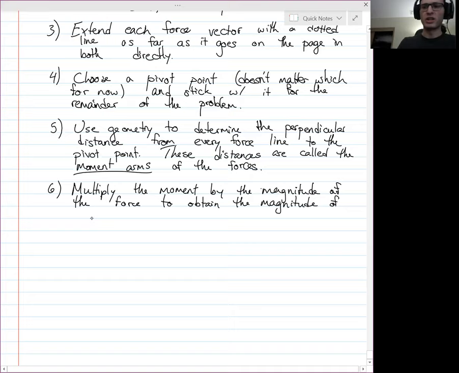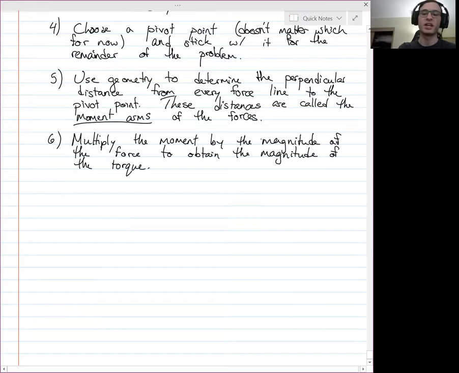And I'm going to do an example of all of these step by step in an example problem. So all this step is saying is that the magnitude of the torque is equal to the moment arm, which is what this r perpendicular magnitude is, times the magnitude of the force. That's what this step is saying. It's saying compute the magnitude of the torque that way.